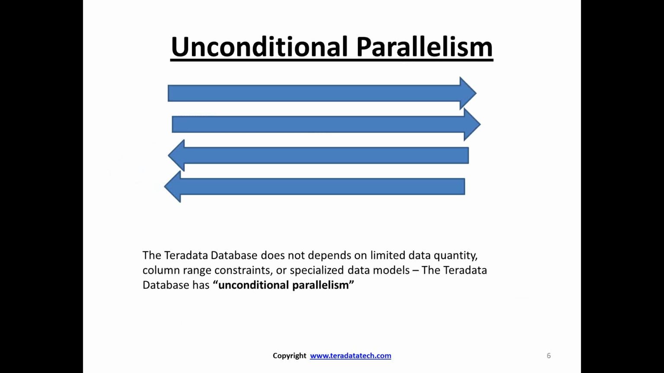The third advantage is unconditional parallelism. The Teradata database does not depend on limited data quantity, column range constraints, or specialized data models. The Teradata database has unconditional parallelism. Now this unconditional parallelism, in its simplest terms, means there are no conditions which need to be fulfilled to implement this parallelism. It is an unconditional parallelism.